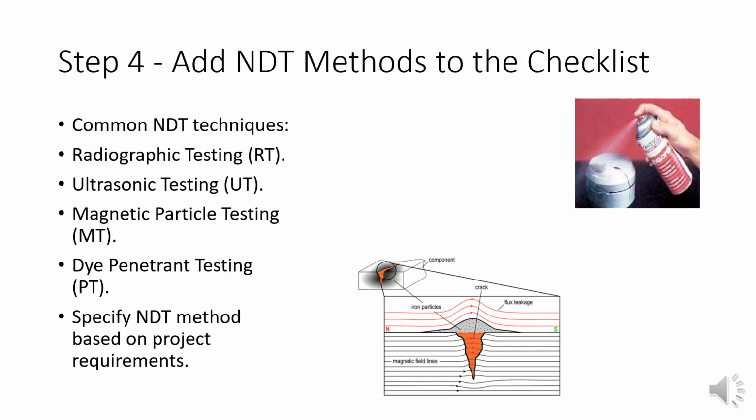Plan for non-destructive testing, NDT. If the project requires NDT, specify the methods based on project requirements. These might include radiographic testing, RT, ultrasonic testing, UT, magnetic particle testing, MT, dye penetrant testing, PT. Keep in mind that the engineering team typically determines these requirements, as different weld classifications have varying inspection needs.